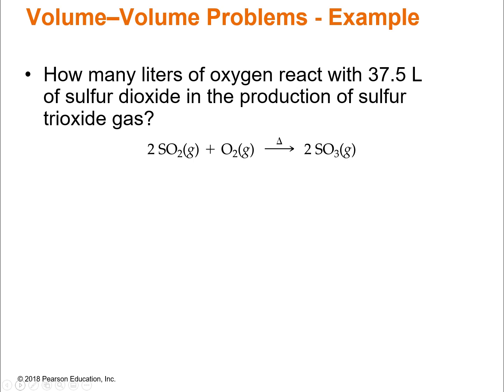This is the example problem from the video. So if you watch the video, it will look familiar. Let me get my highlighter out. How many liters of oxygen react with 37.5 liters of sulfur dioxide in the production of sulfur trioxide gas?